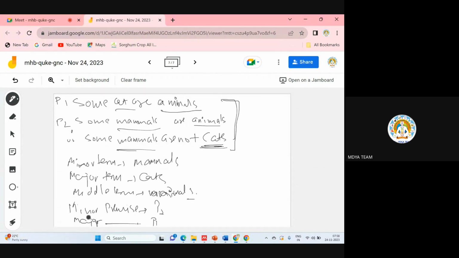Why are we calling this the minor premise? Because it contains the minor term. Mammals is present in P2, so it is the minor premise. And cat, which is our major term, is present in P1, so it is our major premise. Now which type of statement is this? I, sir. Particular positive. And this one? Same, I. And this one? O, sir. It is O.